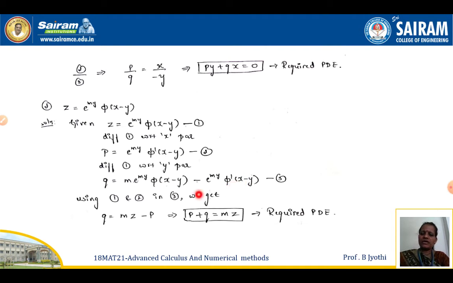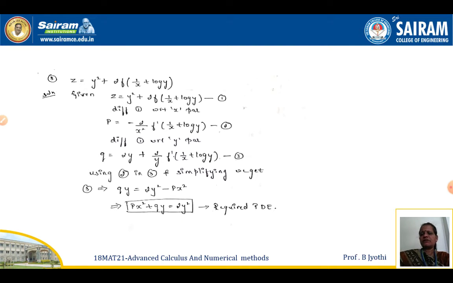Now we need to eliminate it by using 1 and 2 in 3. From the first equation, e power my into phi of x minus y is z, and in the second equation e power my into phi dash of x minus y is p. So let us substitute in q. The first part is replaced with m into z, and the second part is replaced directly with p. So we are getting q is equal to mz minus p, or p plus q is equal to mz. That's the required equation, and we don't have any function in the final answer.